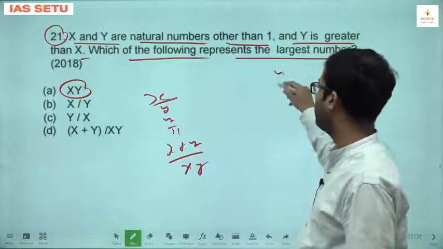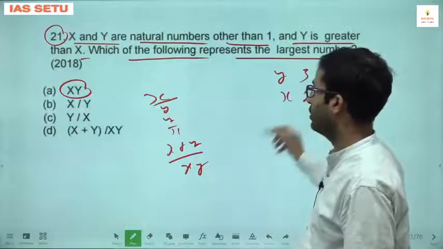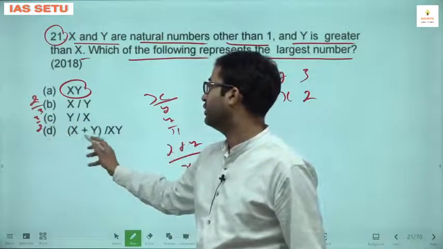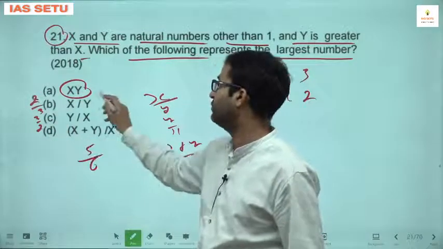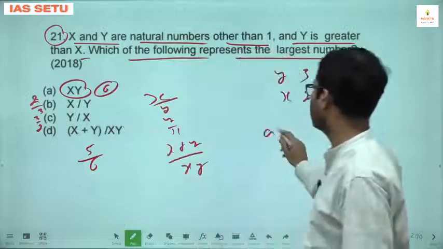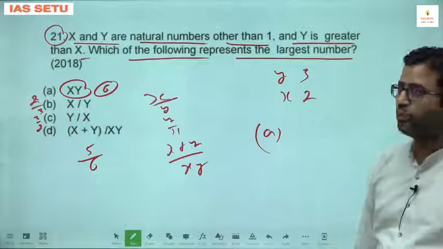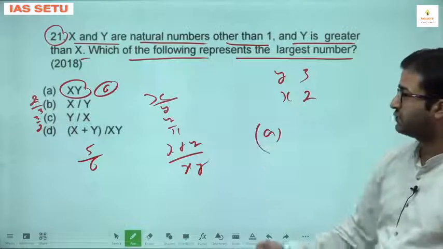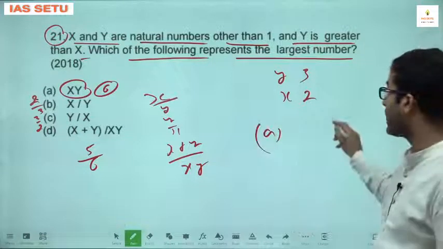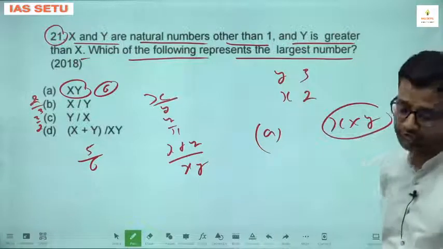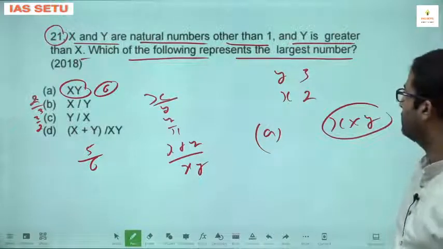For example, we take y as 3, x as 2. So it is 2 by 3. This is 3 by 2. This is 5 by 6, whereas this is 6. So answer A. In any case, in this type of question, the fractions will be smaller. B, C, D are smaller than A. A is x into y. It is a multiplication in the case of natural numbers, so that is the largest number.